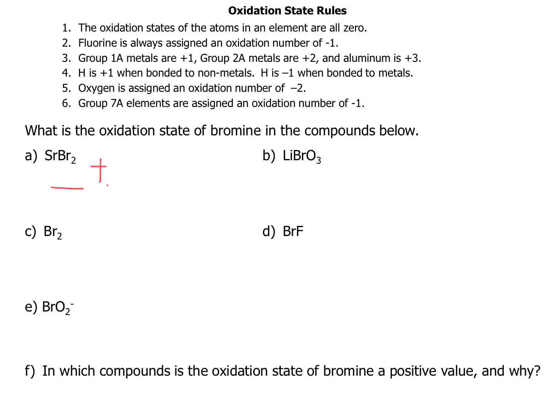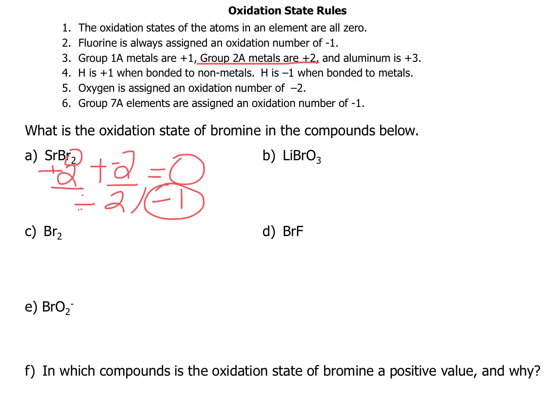So there are 2 elements, and I see that the charge must add up to 0 since there is no charge on this compound. If I look at the rules, I see that Rule 3 says that group 2A metals are +2. That would be strontium, so strontium is a +2. Algebraically, what goes into the blank is -2. But remember, there are 2 bromines, so I need to spread the -2 charge over 2 bromines, so that will give me an oxidation state of -1 for each bromine.